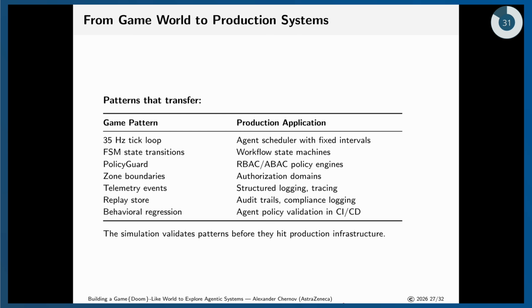Now, mapping the game to production systems. What we see in the game is a 35 Hertz tick loop. In an actual production environment, that's agent scheduling with fixed intervals. We have finite state transitions, which are workflow state machines that exist in real applications. We have policy guard, a policy engine, so RBAC and so on. That's mapped to real things in real applications. We have zone boundaries, which are authorization domains. So there are a lot of analogies with real-world applications where agents can be employed, not necessarily game-related.